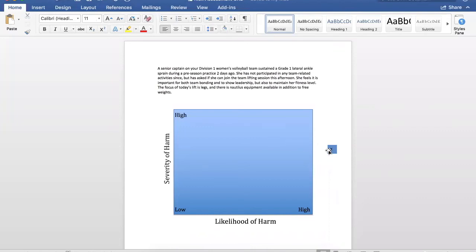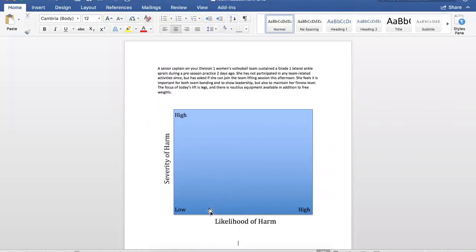So what we're going to do is plot our X on the grid where we think the likelihood and severity of harm for this injury exists. If we look first at likelihood, we have an individual with a grade 1 lateral ankle sprain who wants to participate in a team lift using primarily Nautilus equipment. So we could agree risk of injury is never going to be 0. So the likelihood of harm is not going to be all the way in that corner, but it's probably fairly low given the type of equipment that she's using.